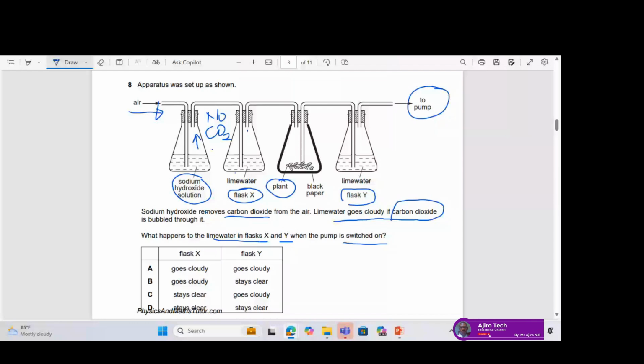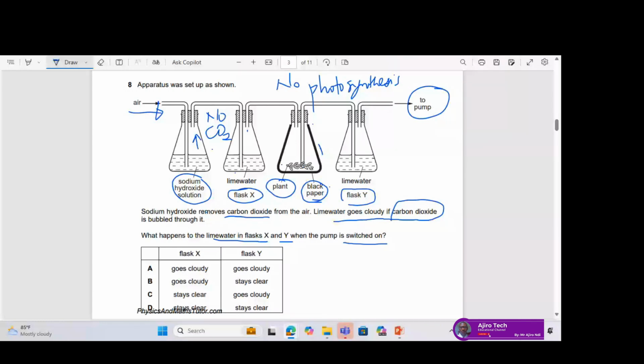No, look at the idea here. This plant has a black what? What is used to cover the plant here? A black paper. What does that tell you? No what? Photosynthesis. Is photosynthesis happening in this plant?